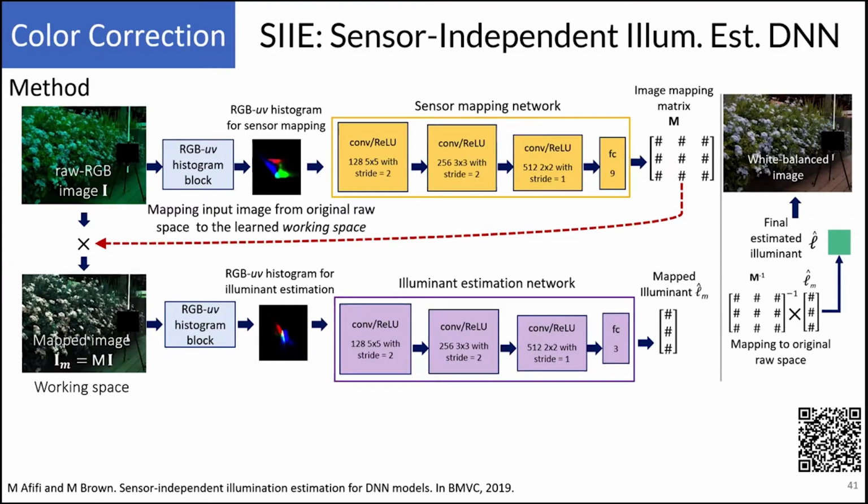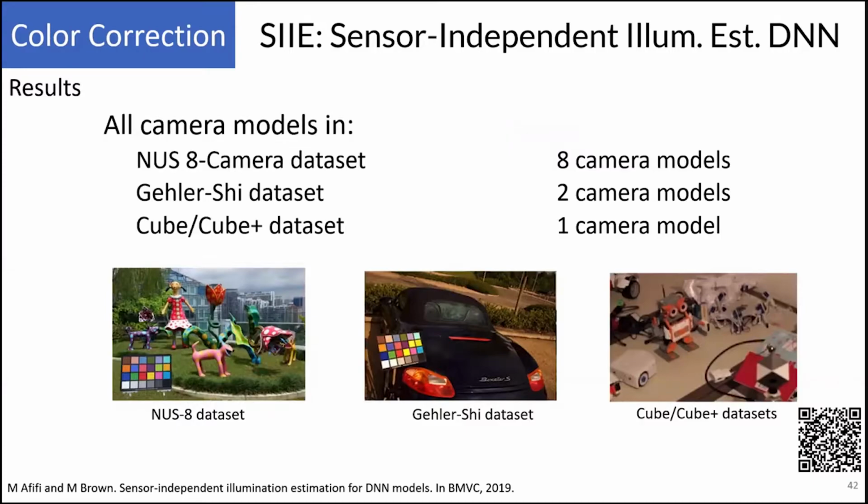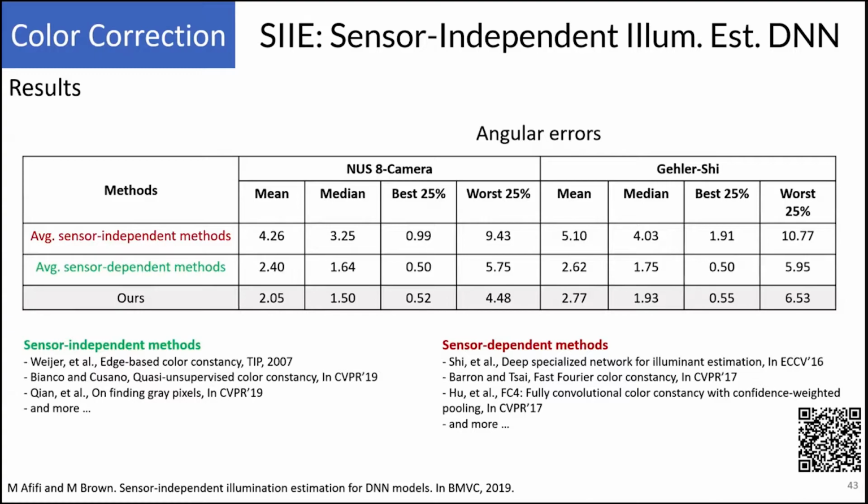As every step here is differentiable, we can train this framework in an end-to-end fashion, and that means the sensor mapping network will learn to project the incoming images to a working space that works better and helps the illuminant estimation step. We evaluated our method using leave-one-out cross validation on 3 different datasets that include 11 camera models, and we achieved better results than all sensor-independent methods, which are mainly statistical methods, and we achieved reasonable results when we compare with the sensor-dependent methods. We have to keep in mind that all those sensor-dependent methods require retraining when they are deployed to new sensors.